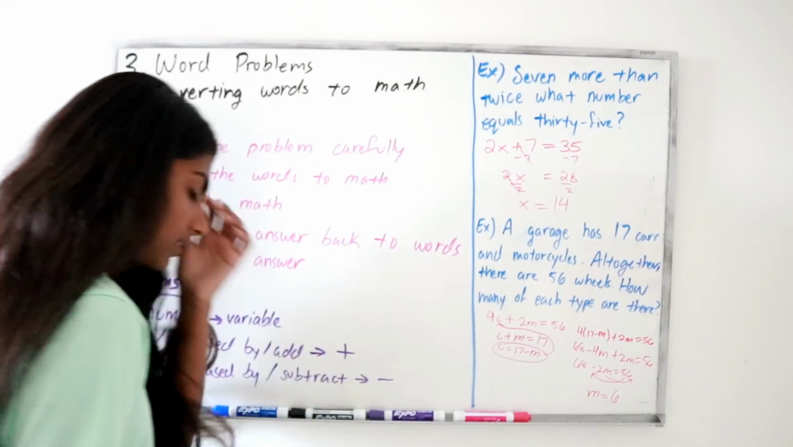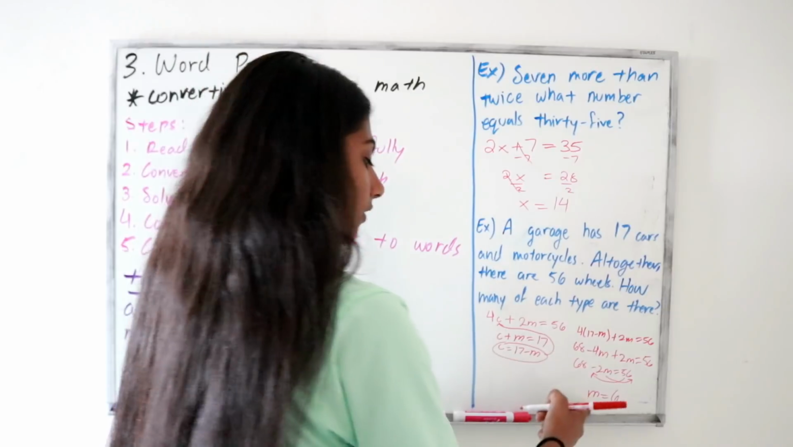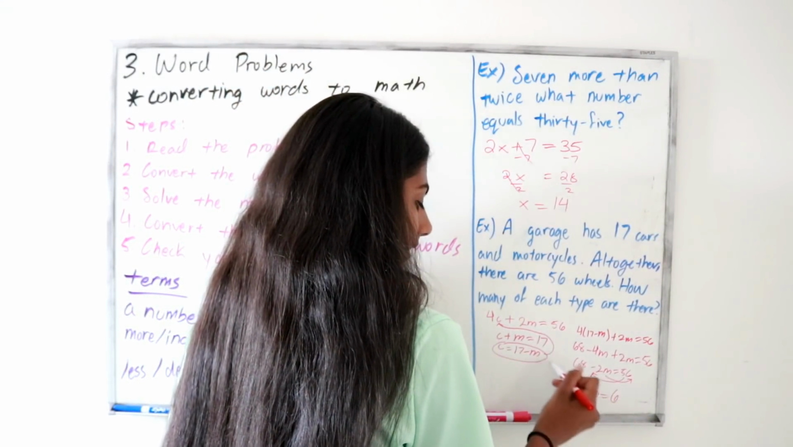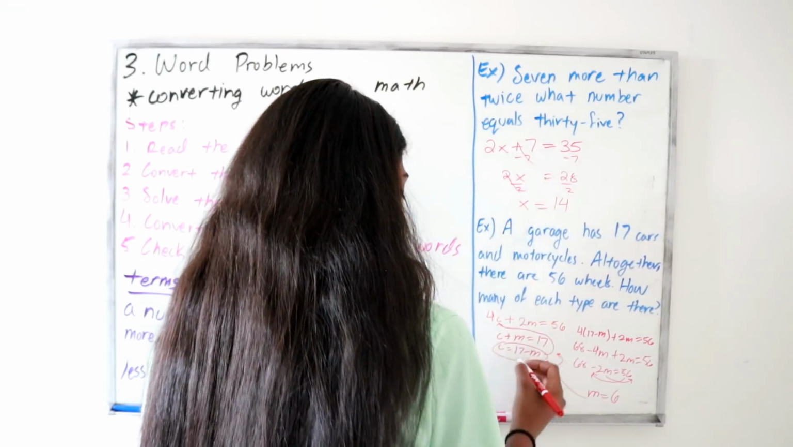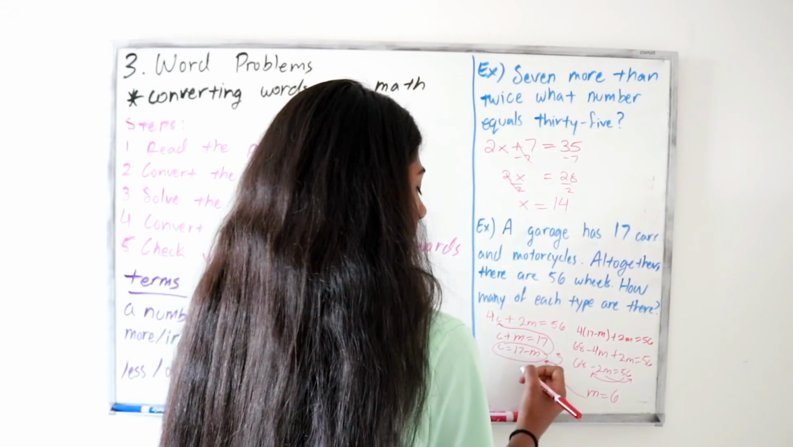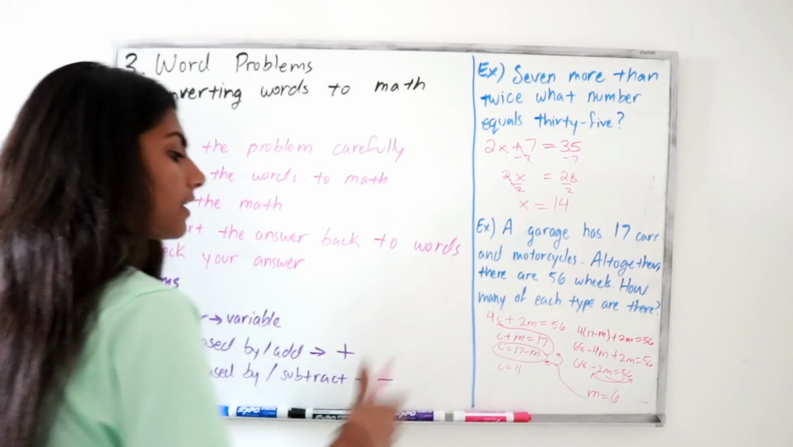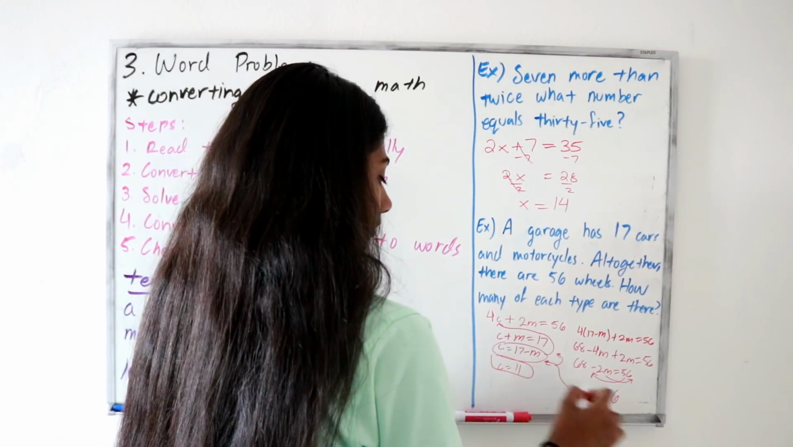Then m equals 6. And then it's asking me for how many of each type there are. So we know that there's 6 motorcycles. And now, since I know this, I can plug it back into either equation. Since I know m equals 6, let's just do this: 17 minus 6 makes c equal 11. So now there's 11 cars and 6 motorcycles, and that is our final answer.